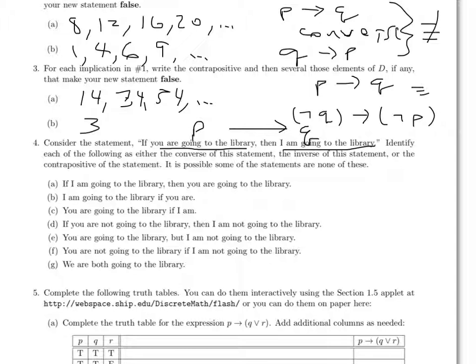So the first statement says, if I'm going to the library, that's Q, right? Then you are going to the library, that's P. So it reverses the role of hypothesis and conclusion, so it looks like Q implies P, and so that's the converse.